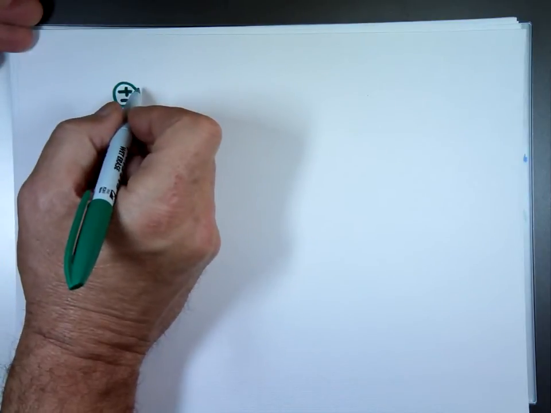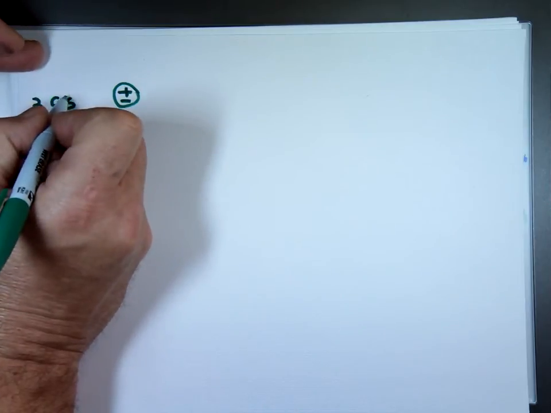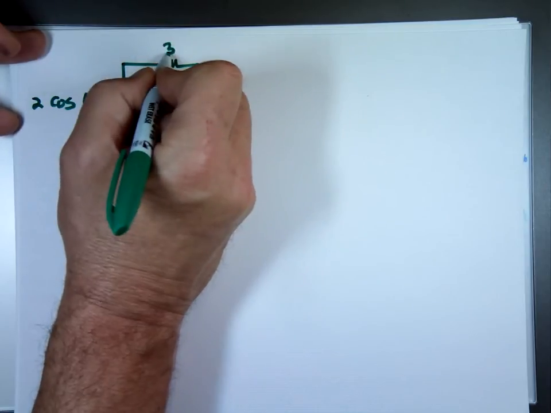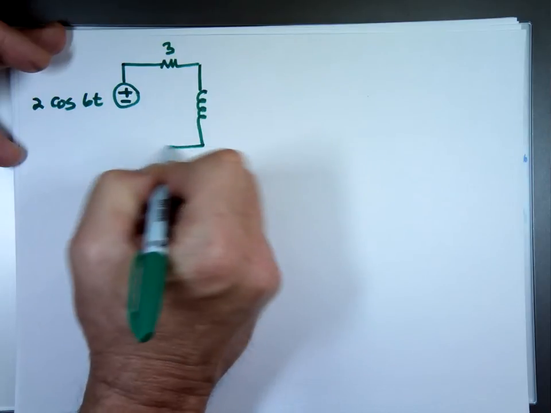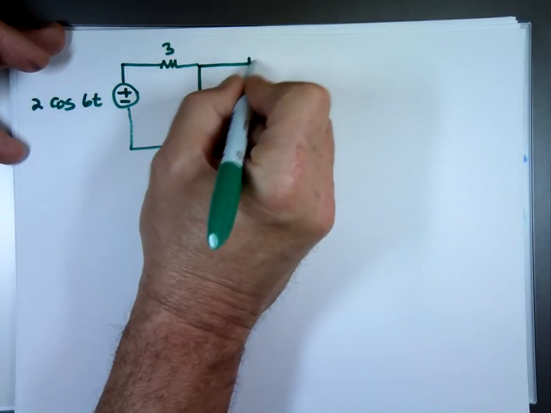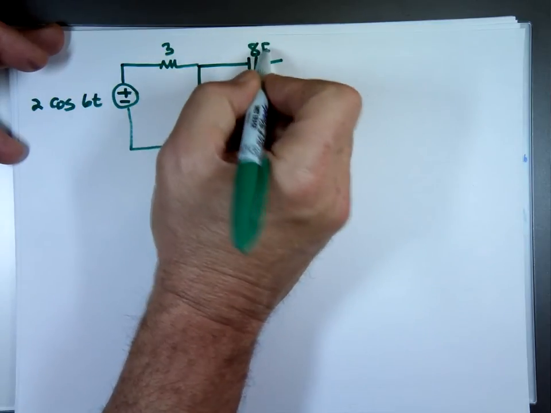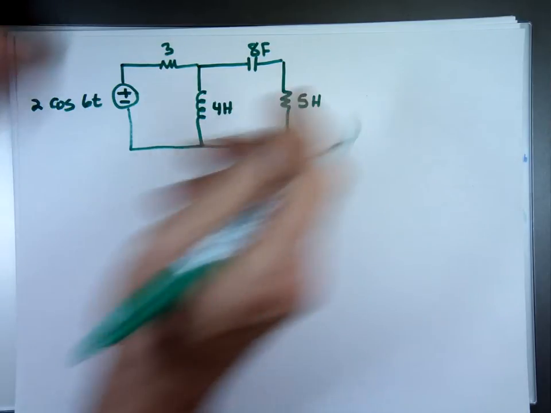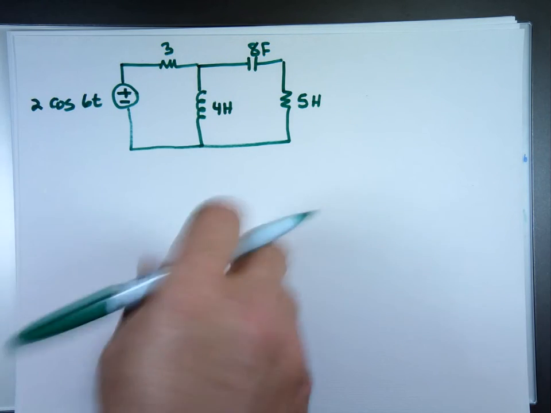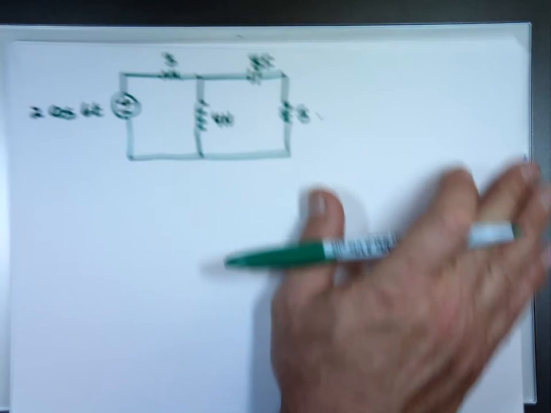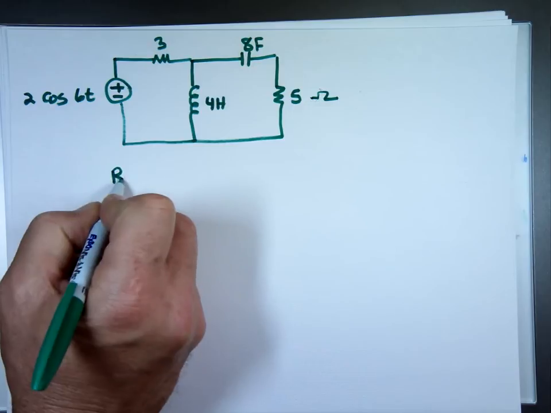That's it. What about if you have a problem like this? I'm just laying the foundation now. 2 cosine 60. That's the voltage here. Notice, not a DC. I have a resistor of 3 ohms here. I have an inductor of 4 henries. I got a capacitor up on the top of 8 farads, and I got a resistor of 5 ohms. Notice this circuit has what? Resistors, capacitors, inductors. That's called an RLC circuit.